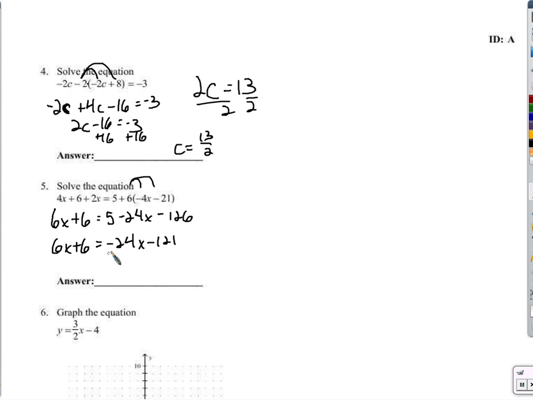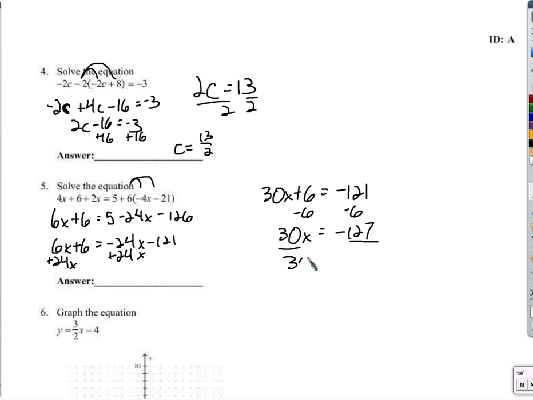Now we need to solve for x. I'm going to add 24x to both sides. Remember, that's the trick when you have variables on both sides: cancel the variables on one of the sides, leaving only variables on the other side. So we'll have 30x plus 6 equals negative 121. We'll subtract 6. 30x equals negative 127. Divide by 30. And there you have it. X equals negative 127 over 30.